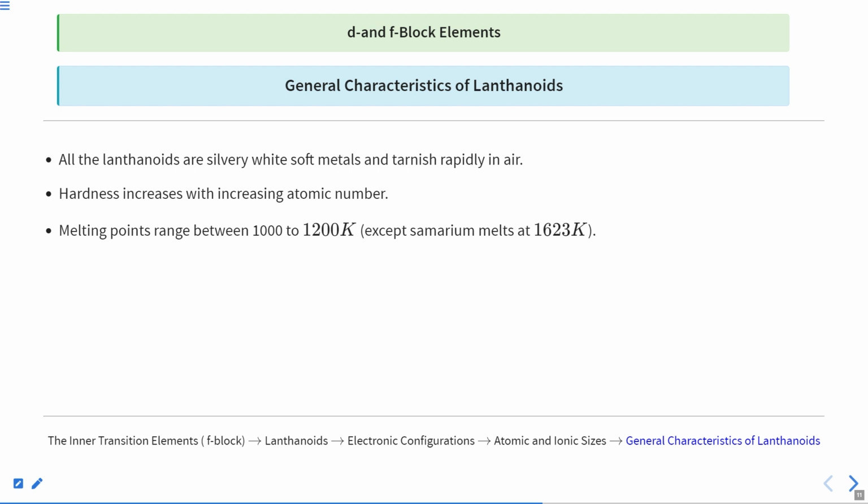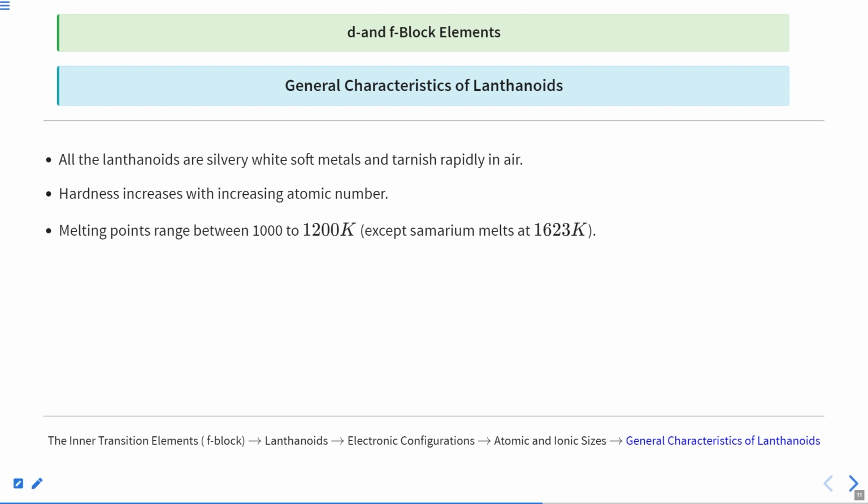Now let us talk about their physical appearance. They are silvery white, soft metals, and they tarnish rapidly in air. So why are they tarnishing? Because in the presence of moisture, they would be reacting with oxygen and forming the oxides, and due to that reason they are getting tarnished or corroded.